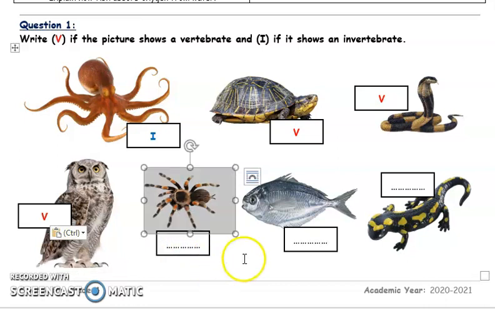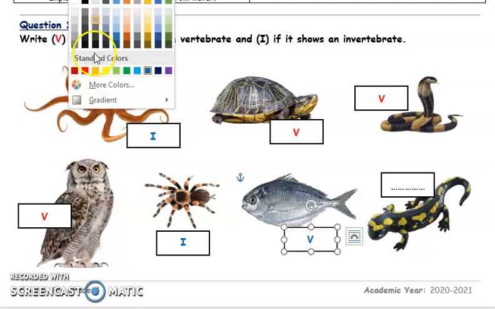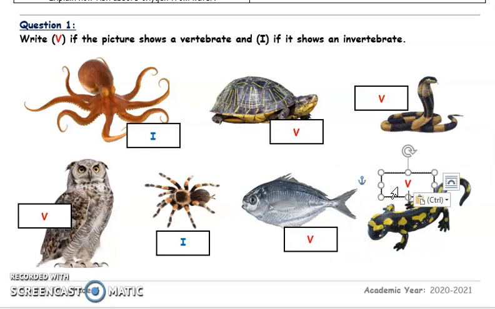We can easily smash a spider. This means that the spider has no bones. So the spider is an invertebrate. It has no bones. Fish are vertebrates. We saw this in the lesson. We saw the backbone of the fish in the lesson. This animal is a vertebrate. Lizards also have a backbone, so lizards are vertebrates.